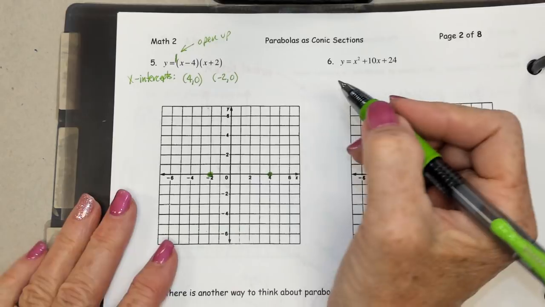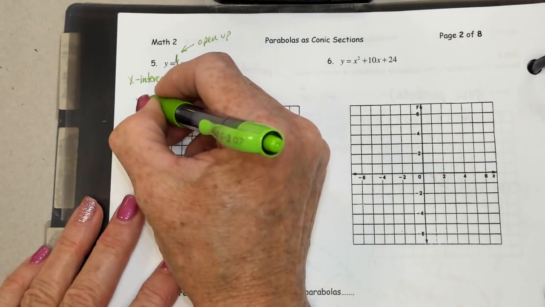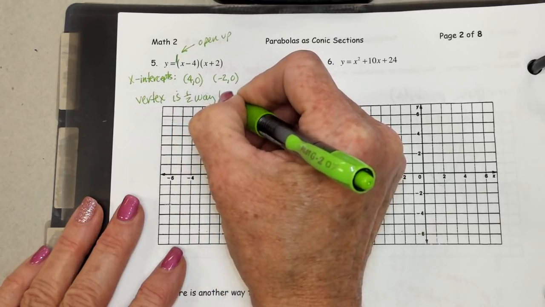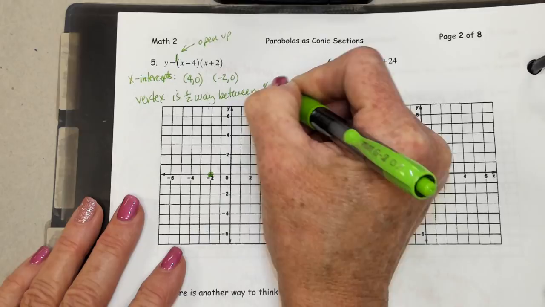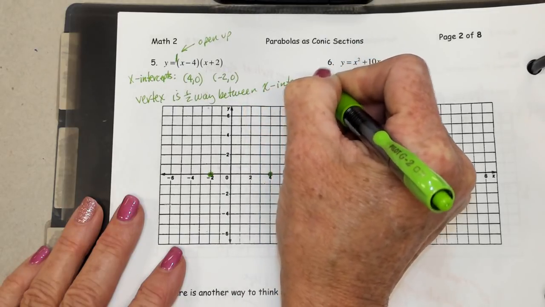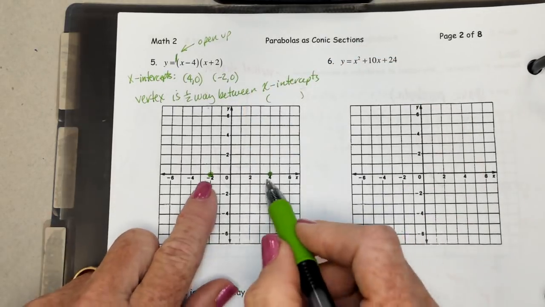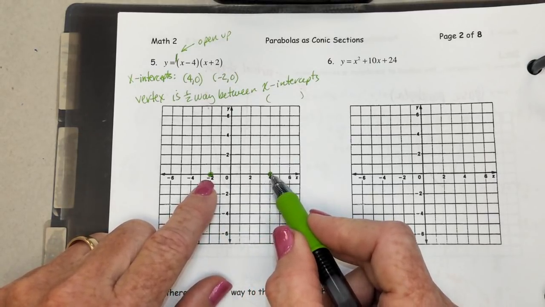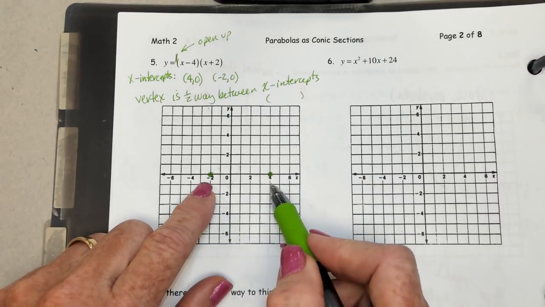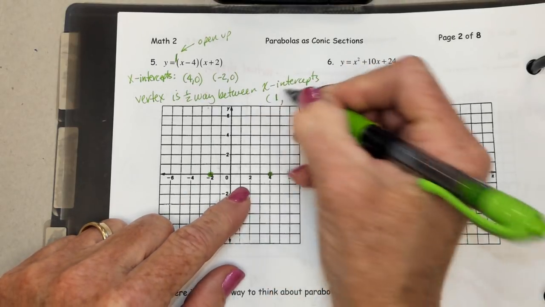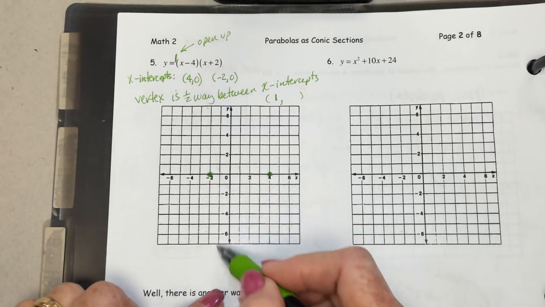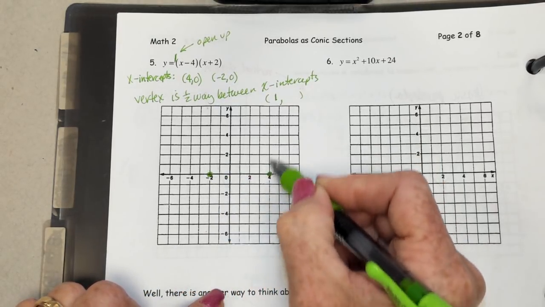And we know that the vertex is halfway between the x-intercepts. So halfway between -2 and 4. You're finding the midpoint, so add them up and divide by 2. -2 plus 4 is 2. Divide by 2 is 1, so your x-coordinate is going to be 1, comma something. Now we know it's going to open up, so it's going to be doing this somehow. We just don't know how wide it is.